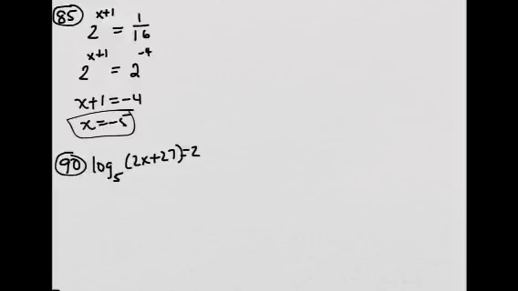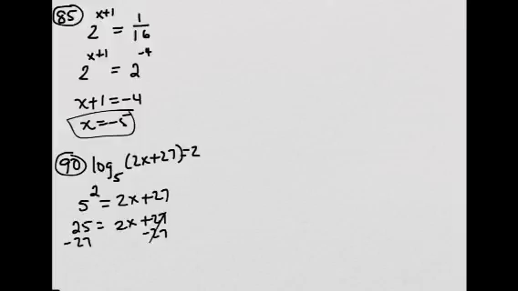Okay, so number 90, log base 5 of 2x plus 27 is equal to 2. It's in logarithmic form, so I'm going to change it to exponential. My base is 5, my exponent equals 2, and it equals 2x plus 27. So I've got 25 equals 2x plus 27. I'm going to subtract 27 from both sides. So I have negative 2 equals 2x, divide by 2, so x equals negative 1.